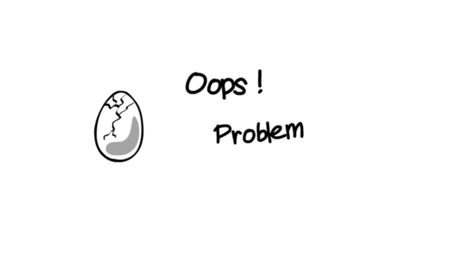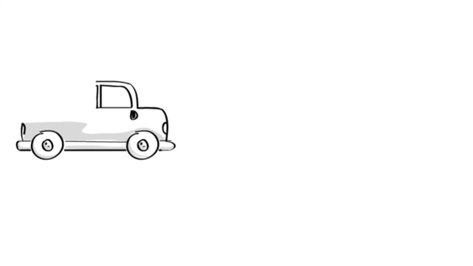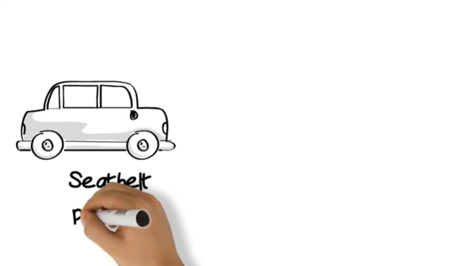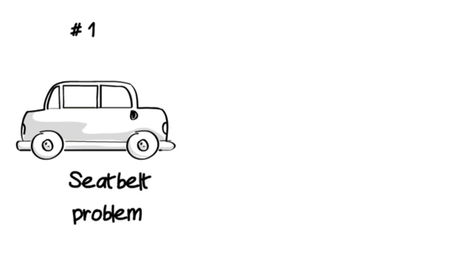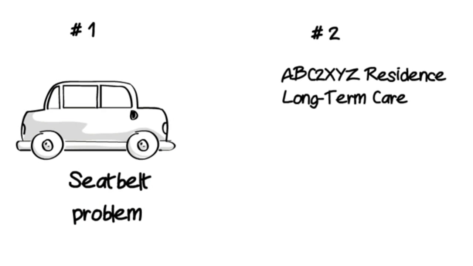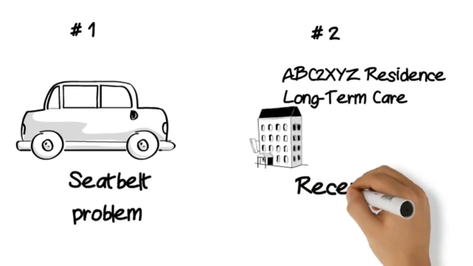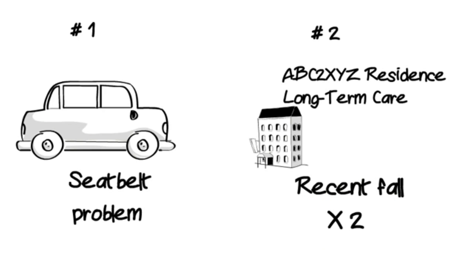So, an auto manufacturer might have a problem on their Zippy Safe T, a new model of car recently released for sale, where a small handful of customers have complained that seat belts don't seem to be fastening properly. Problem 2. The ABC to XYZ residence, a long-term care home, has recently had two critical incidents, both involving a resident having a fall. Let's follow these two problems through for correction, corrective action, and preventive action.